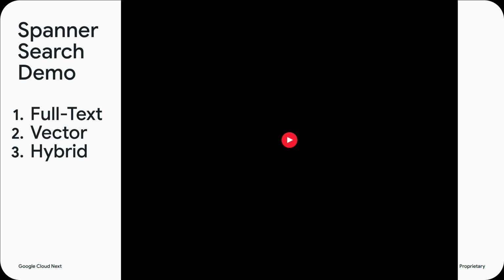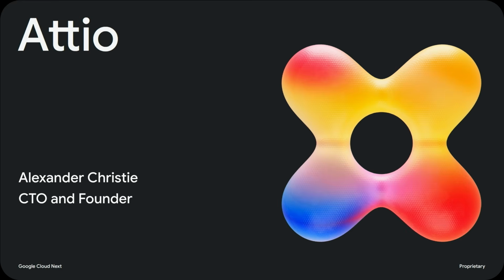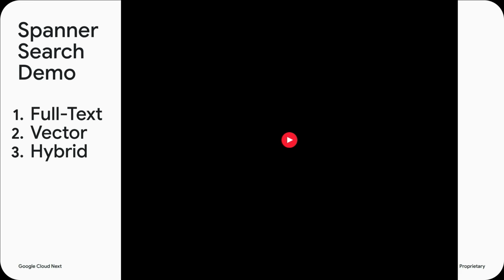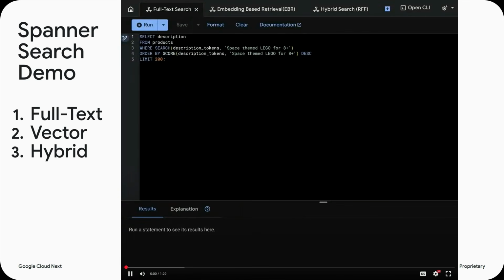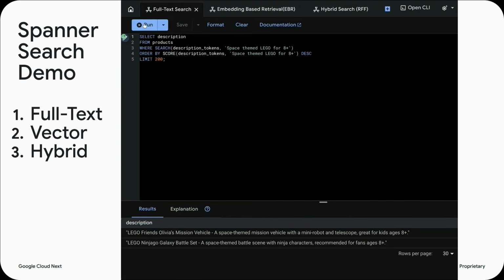So let's see if I can get this thing to play. Go back. There we go. Okay. So we're going to see the results in the bottom. And here you can see the space-themed Lego for 8+, and we got two results where we've matched the terms in the search input to the stored data, and we found two things.